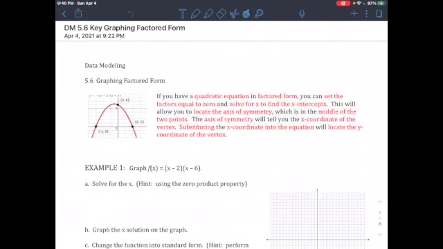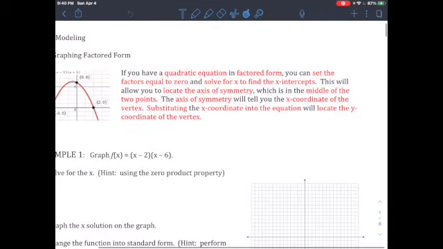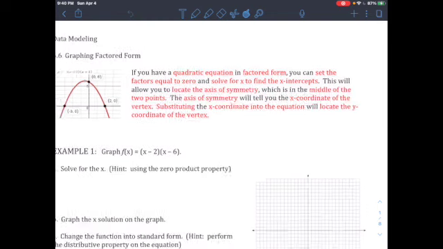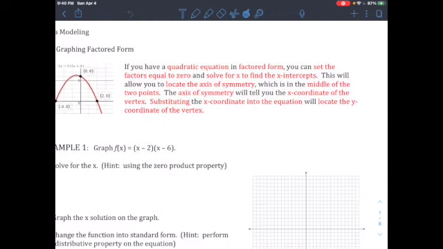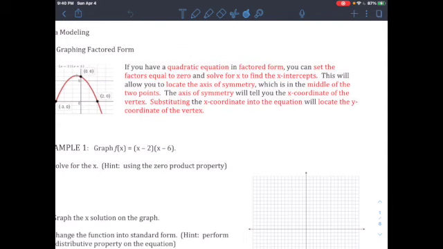Hi everyone, today's objective is graphing factor form. If you have a quadratic equation in factor form, you can set the factors equal to 0 and solve for x to find the x-intercepts. This will allow you to locate the axis of symmetry, which is in the middle of the 2 points.